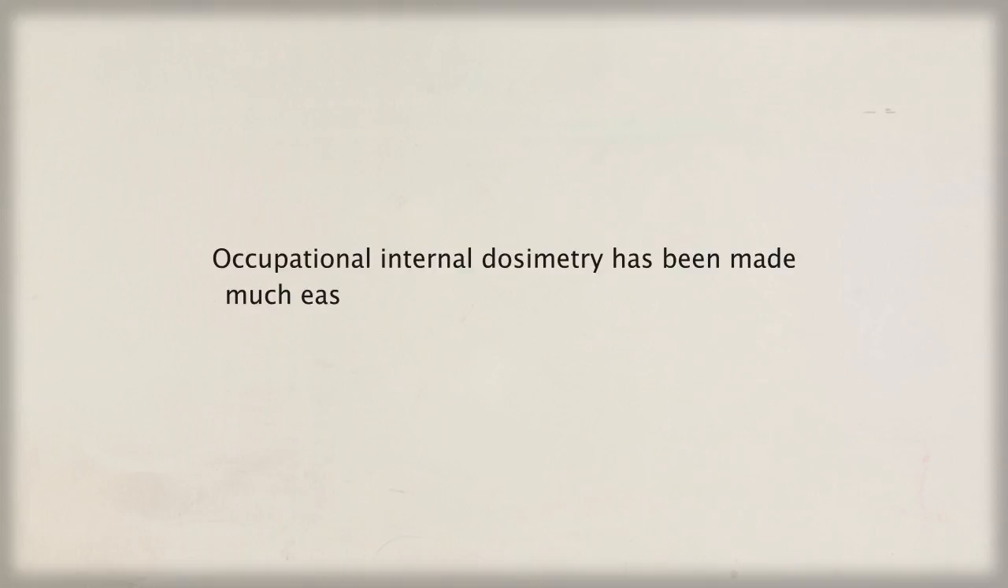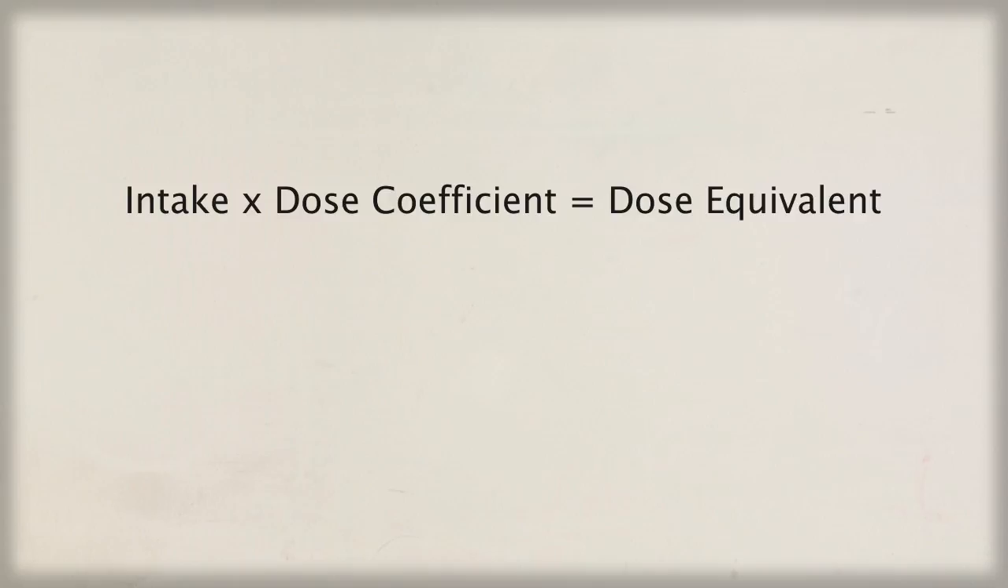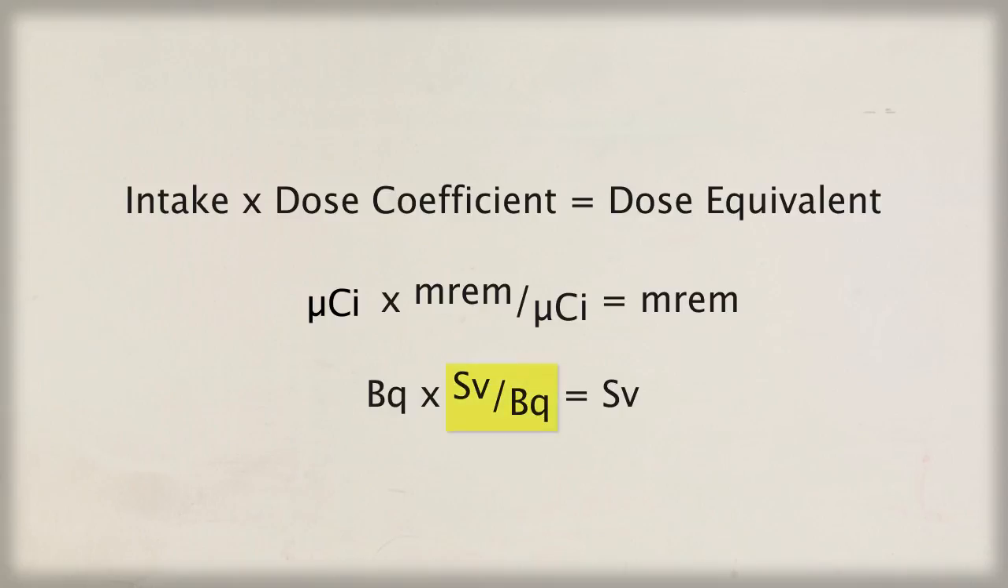Occupational internal dosimetry has been made much easier by using dose conversion factors, which are also called dose coefficients. Dose coefficients relate any committed dose equivalent to an intake activity. Multiplying a known intake by the appropriate dose coefficient in sieverts per becquerel or millirems per microcurie results in a committed dose equivalent to a tissue or organ, or a committed effective dose equivalent. Dose coefficients are found in a number of publications.